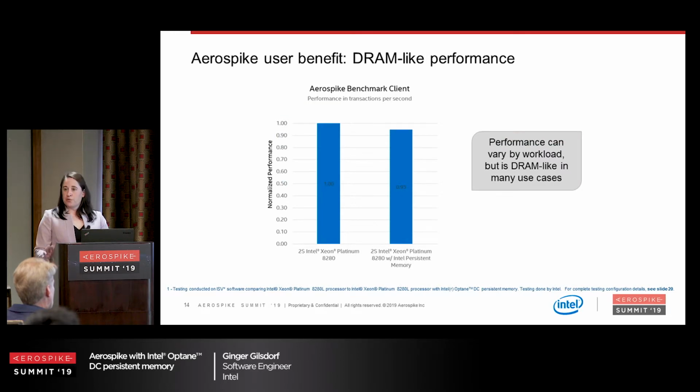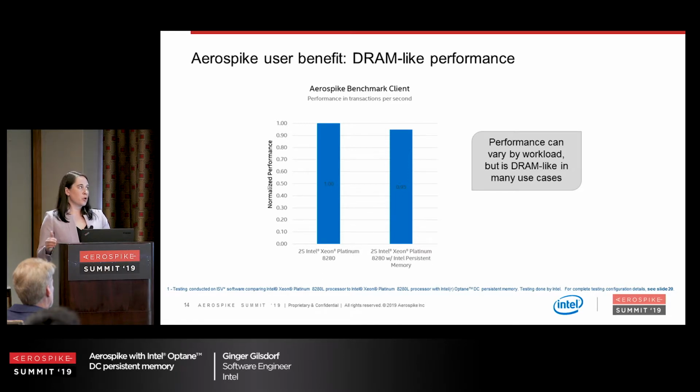In terms of performance, we've been saying DRAM-like performance. What does that actually mean? In the testing that I did with Aerospike, with that data set that I showed you earlier, the system with persistent memory performed at 95% that of the one with DRAM. And there were some constraints in there that in many cases, you're not even going to see that 5% hit.